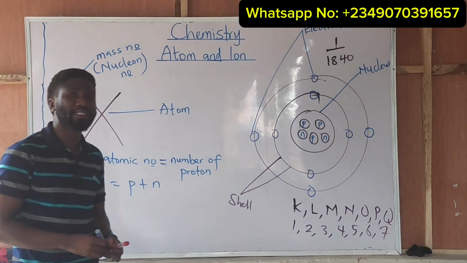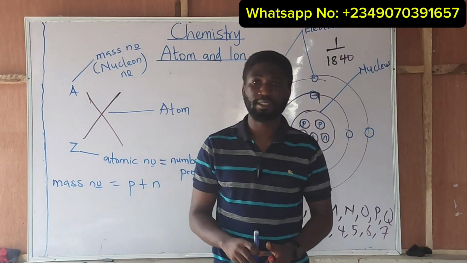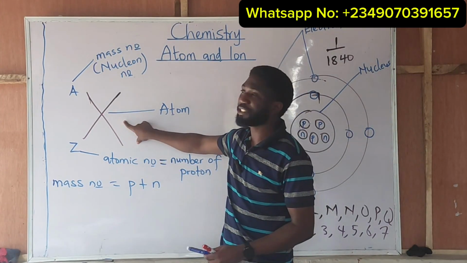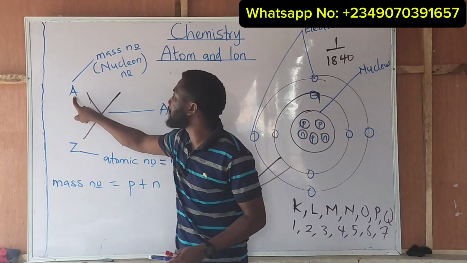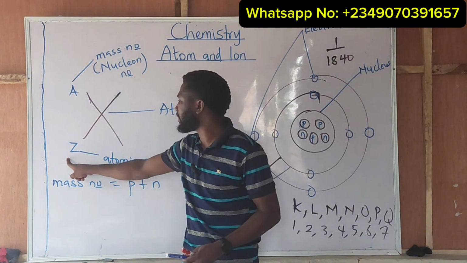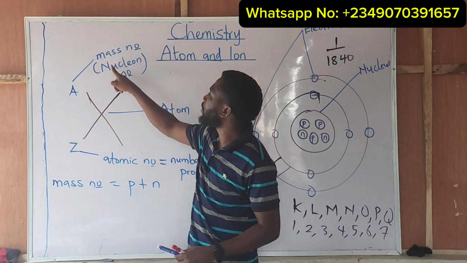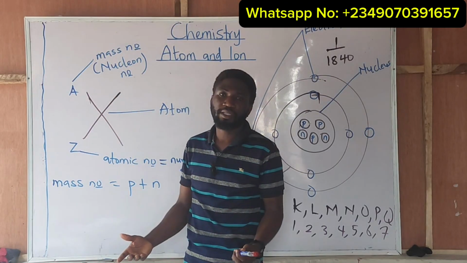Please, this is very important. X here represents the atom. A represents the mass number. Z represents the atomic number. And I said the A here also means the nucleon number.